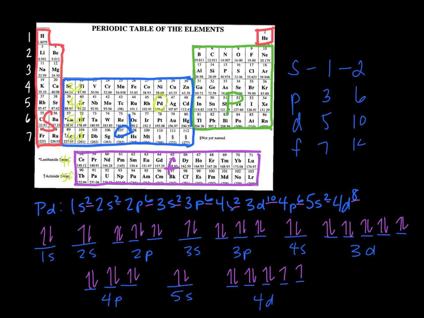Okay, and then we need to do the shorthand notation. So if we look at palladium right here, the noble gas that comes before it is krypton. So I'm going to just write it right over here, krypton. And then after krypton would be 5s2, and then we would have 4d8.